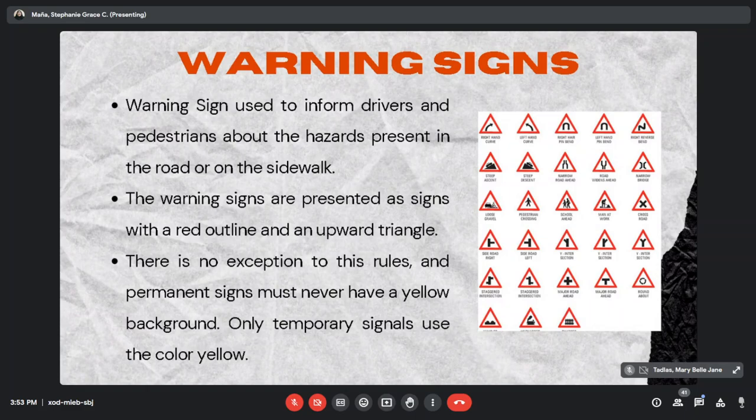So yung mga triangle signs na makikita natin sa road na merong red outline, yun yung warning signs, and usually white background ang meron sa triangle. If makakita kayo ng yellow background, ibig sabihin nun, for temporary lang yung warning signs na yon. So, next.